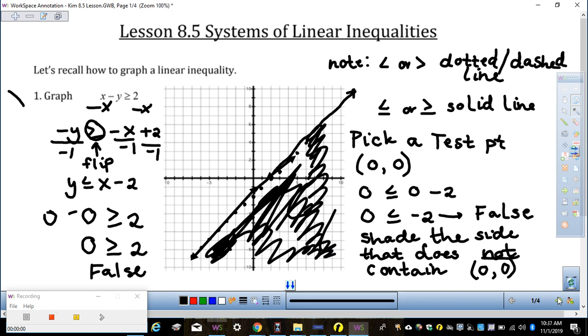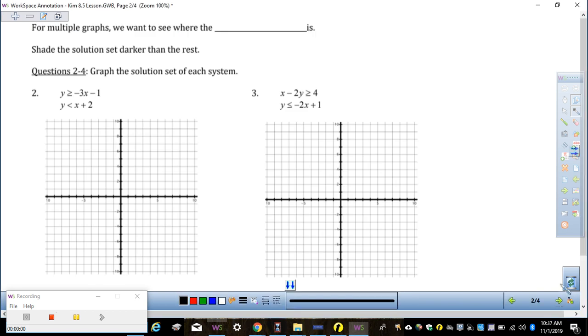So, next up, we are going to transition now into multiple graphs on the same axes, and the end goal here is to figure out where the overlap is.